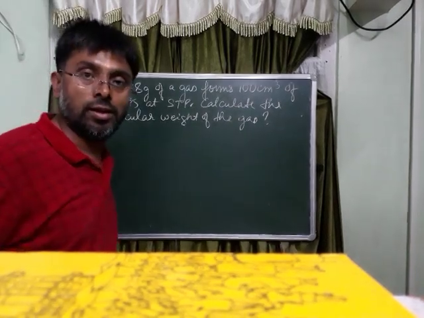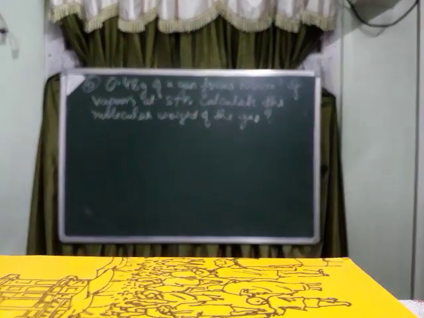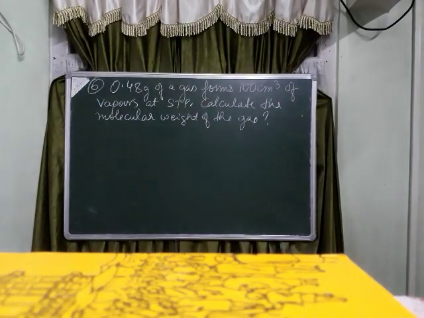Now have a look at the next sum. Read this sum carefully and copy it down. 0.48 gram of gas forms 100 centimeter cube of vapors at STP. Calculate the molecular weight of the gas.